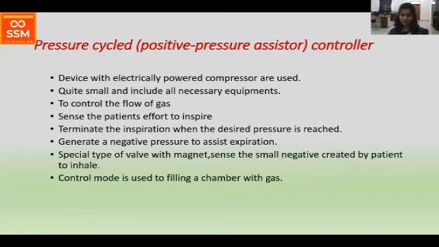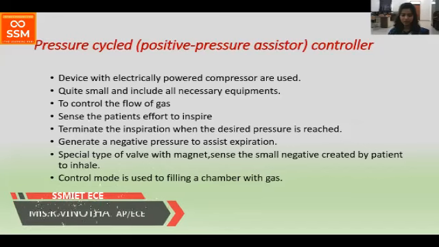The pressure cycled controller is a device with electrically powered compressors. It is quite small and it includes all necessary equipment to function. It is used to control the flow of gas, and it senses the patient's effort to inspire. Finally, it terminates the inspiration process when the desired pressure is reached. It also generates a negative pressure to assist expiration. A special type of valve with a magnet is used in pressure cycled mode to sense the small negativity created by the patient to inhale. Finally, the control mode is used to fill the chamber with oxygen.